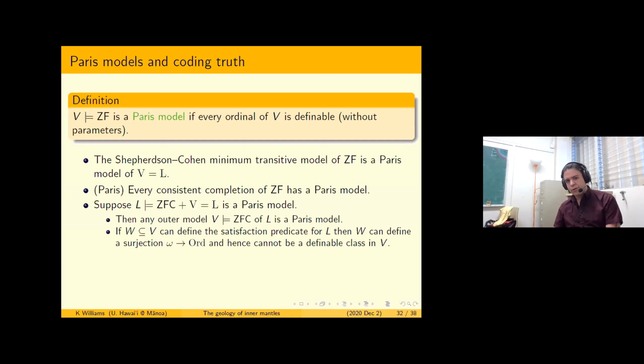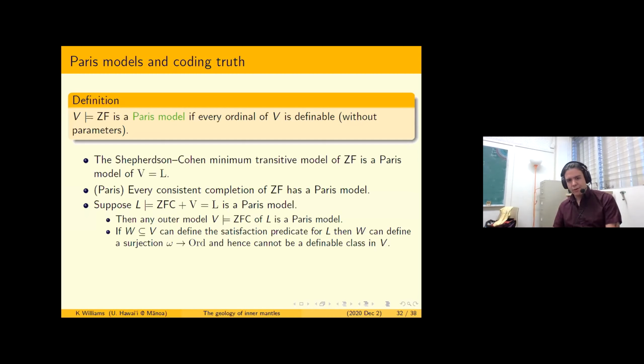And so let's also notice that if you have a model of V equals L that's a Paris model, then all of its outer models also have to be Paris models. Why? Because you just relativize to L, you define all the ordinals there, but that gives you a definition of the outer model.